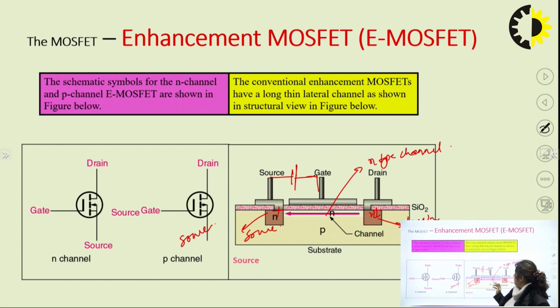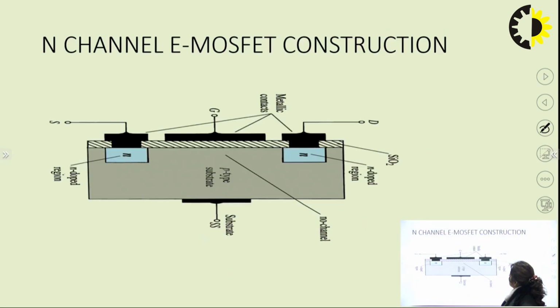Whenever you apply a voltage, you have to see what type of substrate is in the MOSFET, and what type of source and drain is there. Accordingly, a depletion or an enhancement type of MOSFET will be formed. The next figure is basically the enlarged version of the last figure, which shows the N channel enhancement type of MOSFET construction. We have the P type of substrate here, an N doped region here which is the source, and an N doped region here which is the drain.